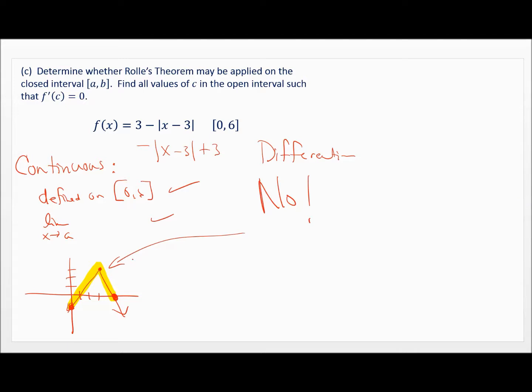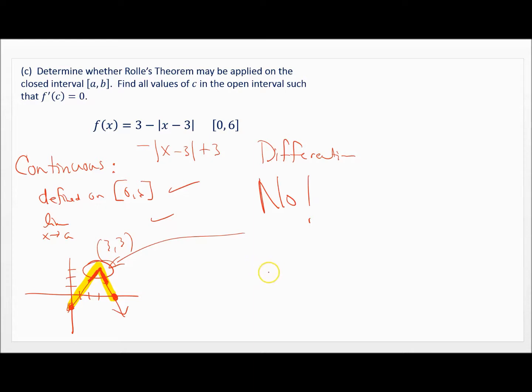Now, to truly prove it, y'all, what you would need to do is take the derivative at x is equal to 3. That's where our problem is, at the point (3, 3). And you would find that the slope of the tangent line over here is some positive value, positive 1, by the way. And the slope of the tangent line here is negative 1. Therefore, it's not differentiable right there. But if you can let me know it has a corner, I'm okay with that. That means it's not differentiable.